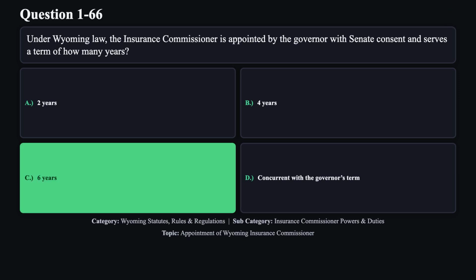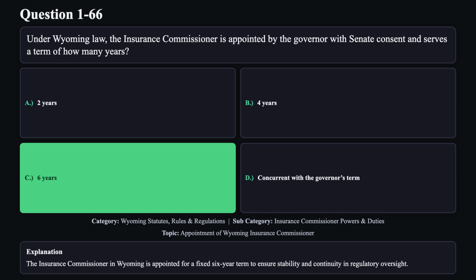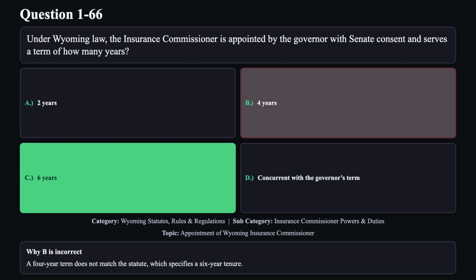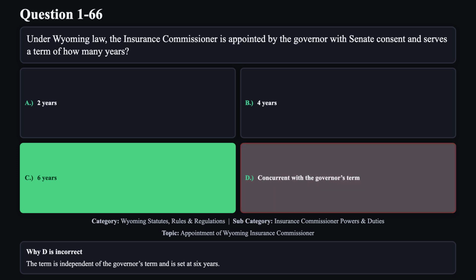The correct answer is C. The insurance commissioner in Wyoming is appointed for a fixed 6-year term to ensure stability and continuity in regulatory oversight. Reason A is not correct. A 2-year term is too short to align with the statutory requirement for a 6-year appointment. Reason B is not correct. A 4-year term does not match the statute, which specifies a 6-year tenure. Reason D is not correct. The term is independent of the governor's term and is set at 6 years.